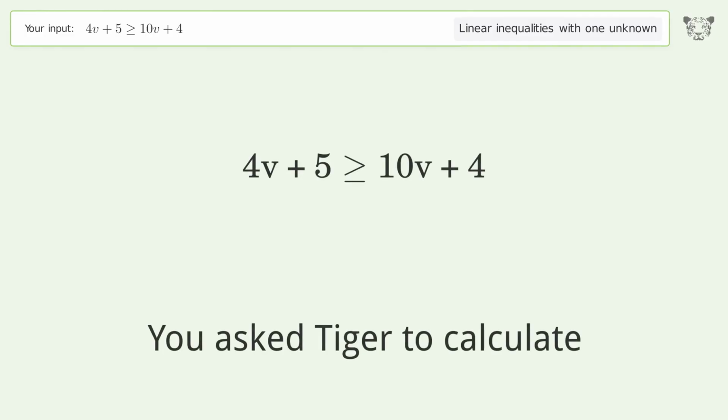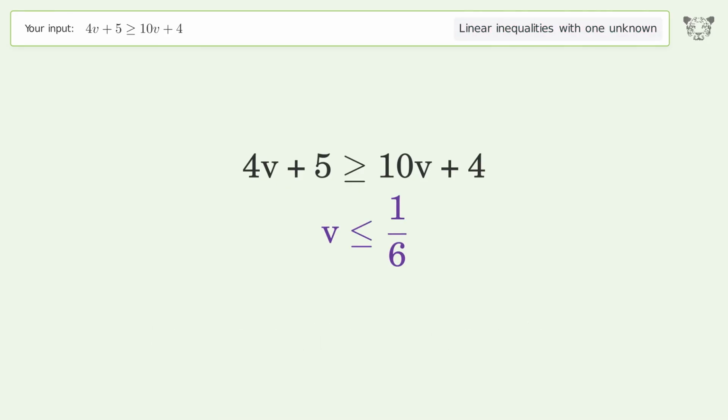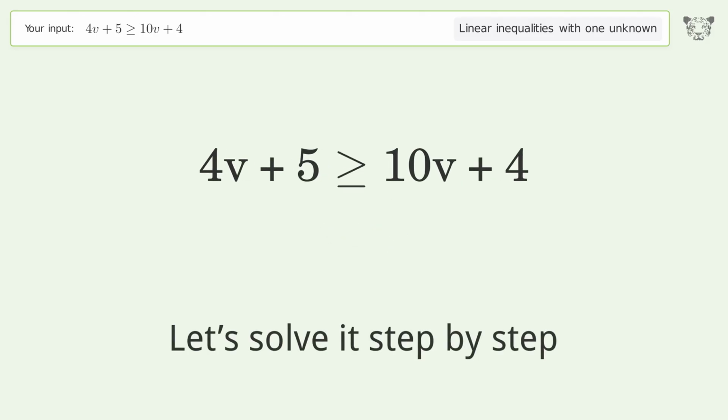You ask Tiger to calculate. This deals with linear inequalities with one unknown. The final result is v equal or smaller than 1/6. Let's solve it step by step.